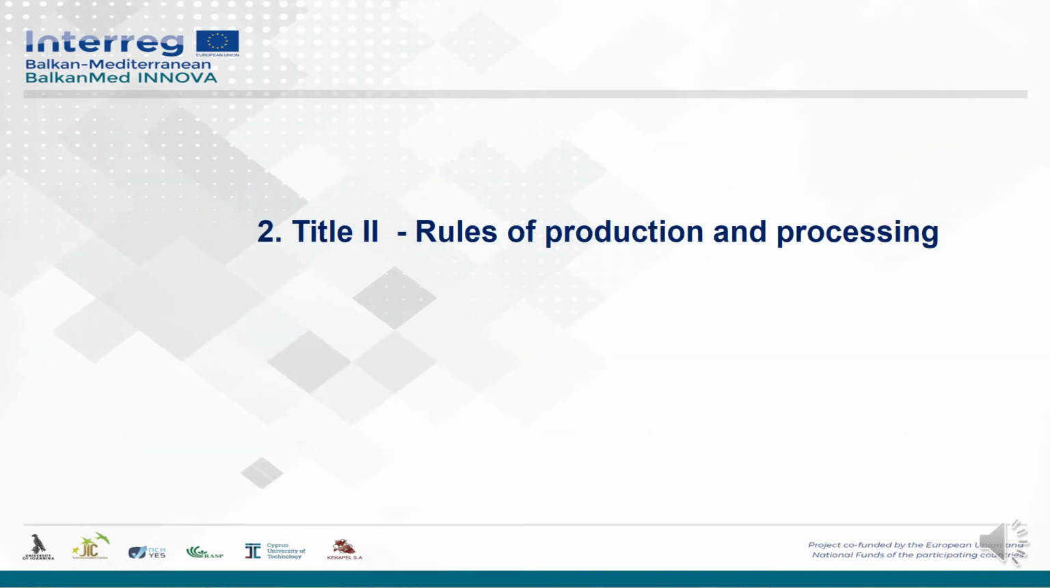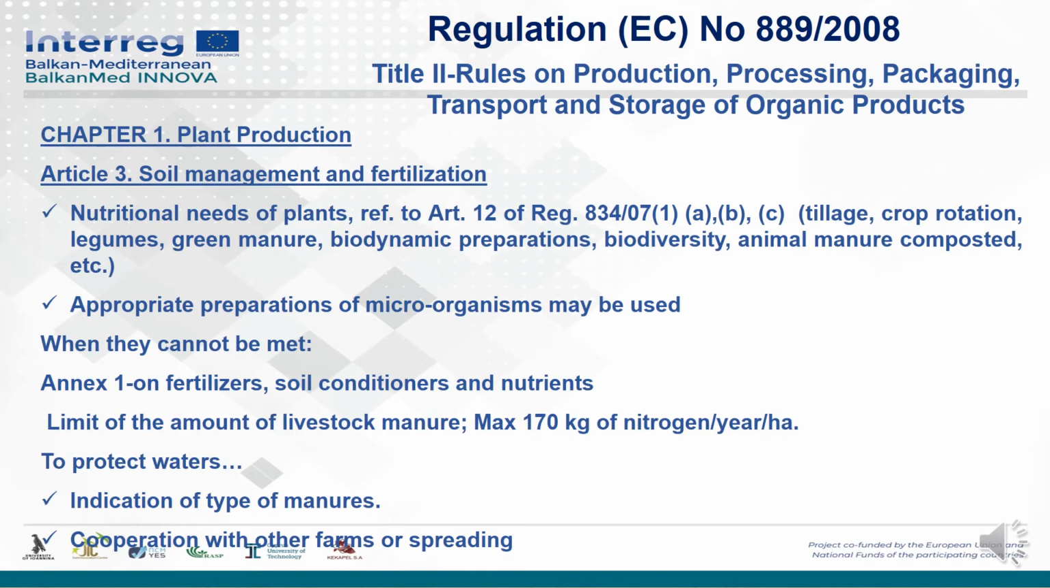Title 2, Rules of Production and Processing. Okay, Chapter 1, Plant Production. Let's start with Article 3, Soil Management and Fertilization.